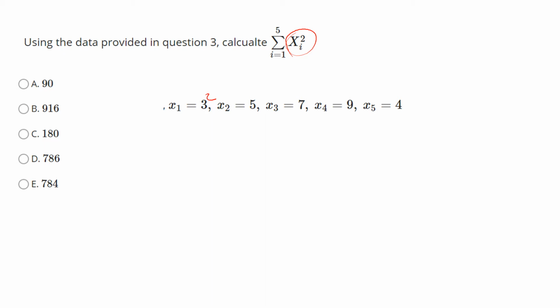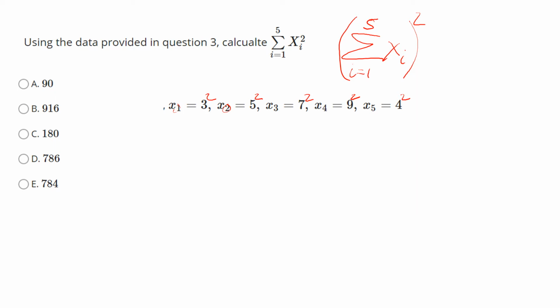Now, just as a side note, had it been the case that the summation looked like this, i equals 1 to 5 of xi, squared, you would approach this problem differently. It's important to remember this difference. But as it stands, first we square each value of x from i equals 1 to 5. Remember, i's are given as the subscripts here, and then we sum.